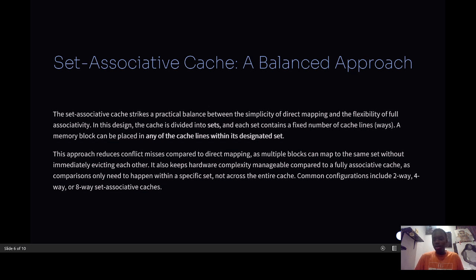So I'm talking about the set associative cache. This approach strikes a balance between the two. The cache is divided into sets. A memory block can be placed in any cache line within the designated set, to reduce conflict misses compared to direct mapping whilst keeping the hardware complexity manageable. Common configurations are 2-way, 4-way, and 8-way.